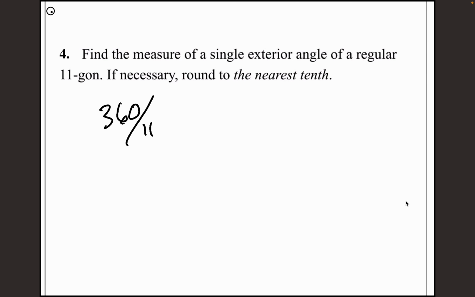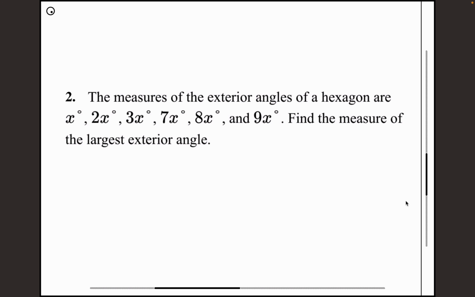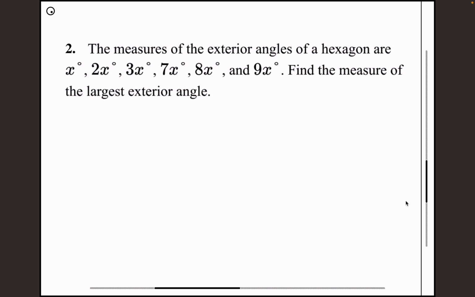360 divided by 11. And what is that? Okay, perfect. Here's the only one that we really didn't talk about, this next problem. The measures of the exterior angles of a hexagon are x, 2x, 3x, 7x, 8x, and 9x. Find the measure of the largest exterior angle.